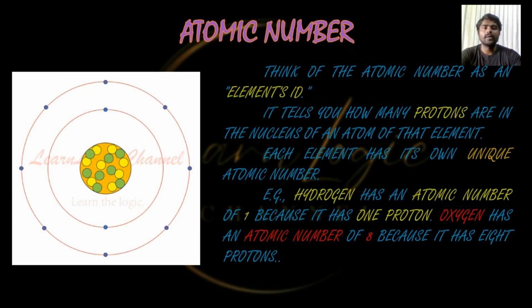Think of the atomic number as an element's ID. It tells you how many protons are there in the nucleus of an atom of that element. Each element has its own unique atomic number. For example, hydrogen has an atomic number equal to 1 because it has 1 proton, and oxygen has an atomic number of 8 because it has 8 protons.